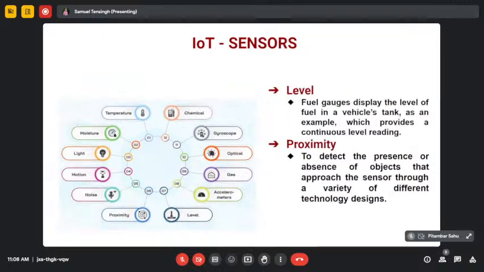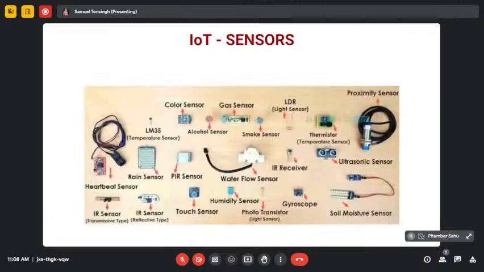Okay, so you have level sensors, proximity sensors. All these are the different kinds of sensors available in the IoT market. This is how the sensors look. And you have heartbeat sensors, rain sensors, IR sensors, touch sensors, humidity sensors. You can purchase these sensors, and based on your projects, you can use them accordingly. You have gas sensors, alcohol detection sensors, smoke sensors, proximity sensors, IR receivers, and different kinds of sensors in the market. So this is all about the different kinds of sensors we have.